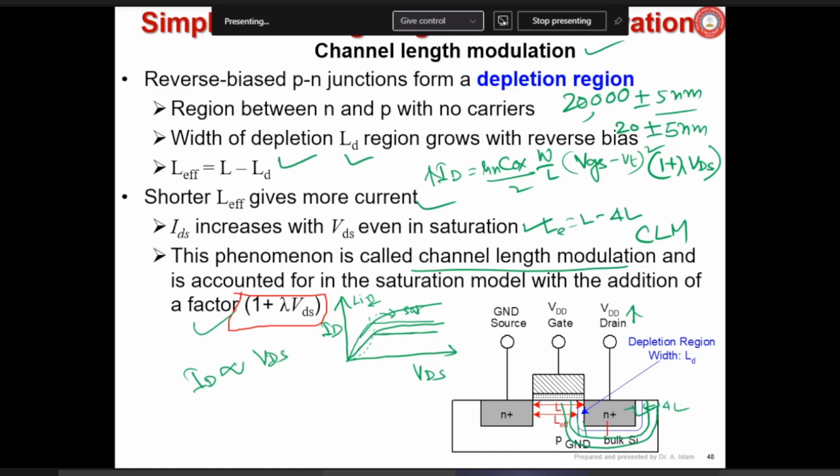We'll discuss a few of them, like CLM, then velocity saturation, mobility degradation, and GIDL, DIBL, etc. DIBL is another short channel effect. Then V_T roll-off is another short channel effect or second order effect. Okay, so understood why it happens.